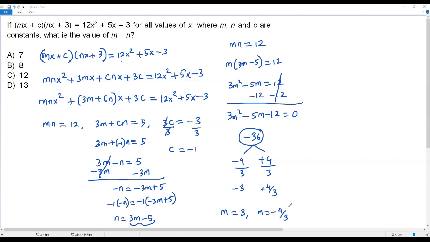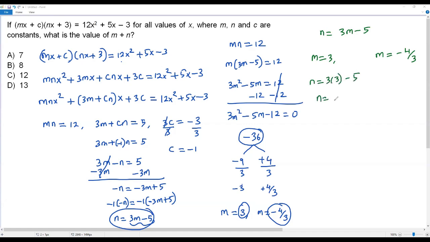Now what I have to do is get the corresponding values of n. For that, I have to plug these two values, m = 3 and m = negative 4/3, into this equation to get the value of n. So we get n = 3m − 5. First let me take m = 3 and then I'll take m = negative 4/3. When I plug in m = 3, I'm getting n = 3 times 3 − 5. Then n = 9 − 5, which is 4. Okay, when m = 3, I'm getting n = 4.